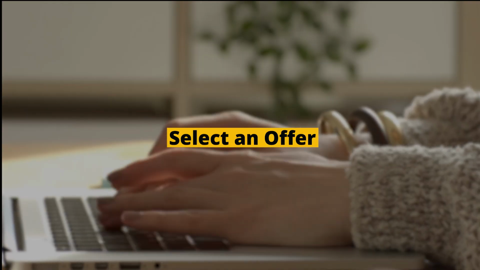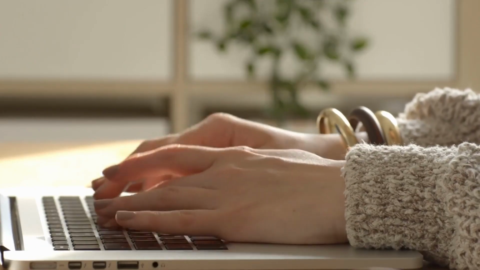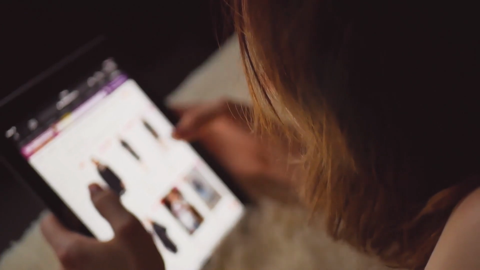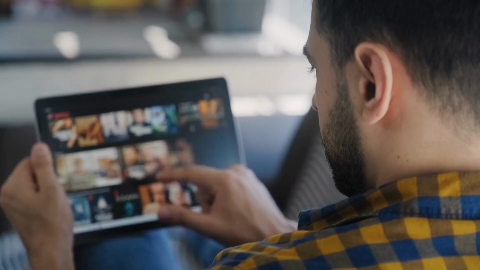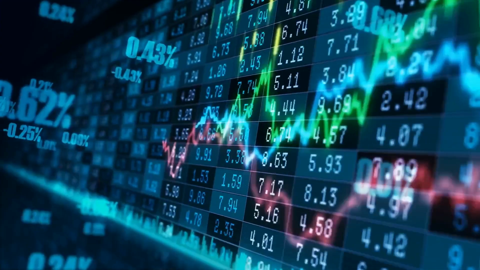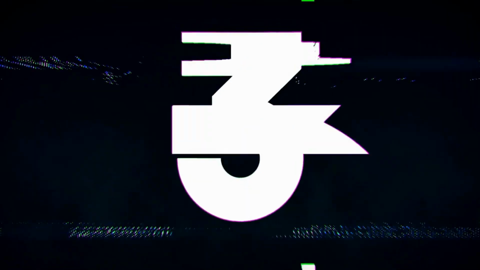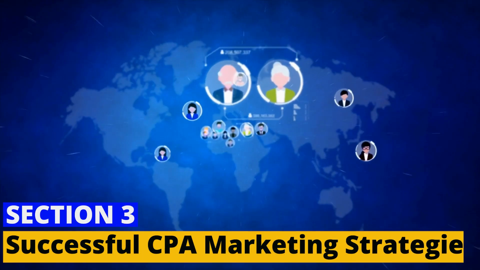Step 3. Select an offer. After joining a CPA network, you'll have access to a variety of offers from different advertisers. Each offer will have its own set of rules, target audience, and commission rate. Take time to analyze these factors and select an offer that aligns with your niche and audience. Section 3. Successful CPA marketing strategies.